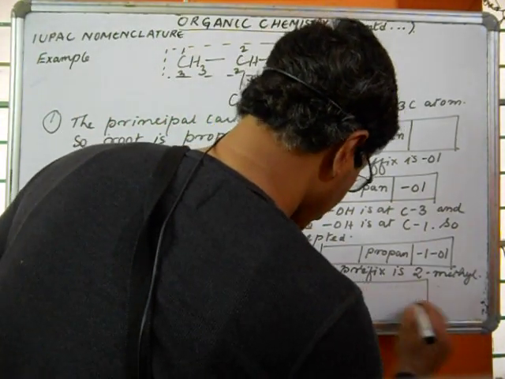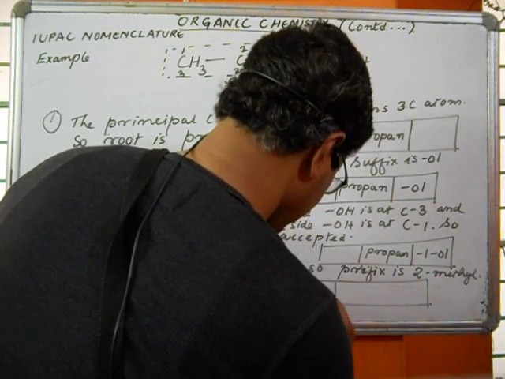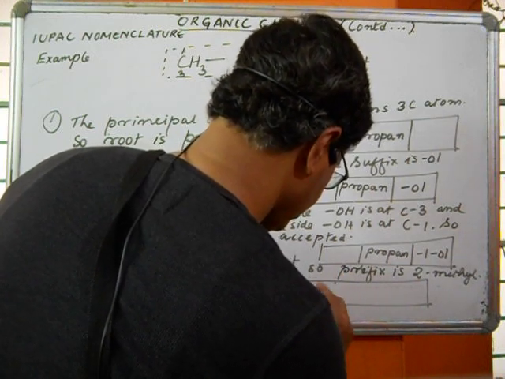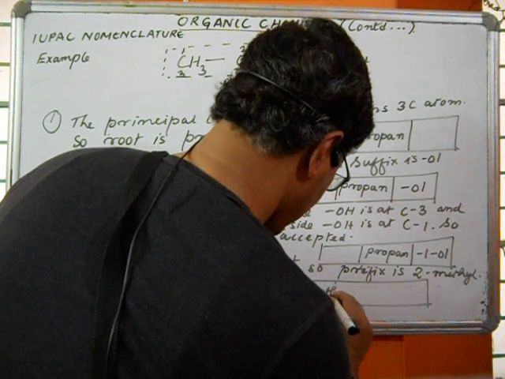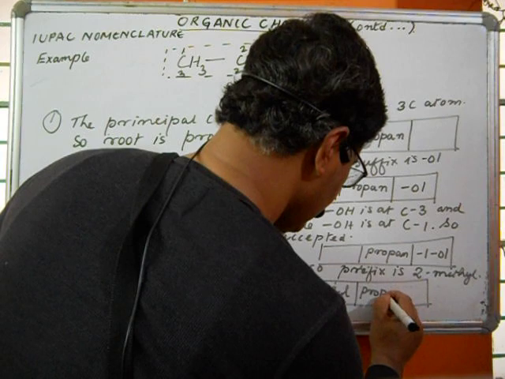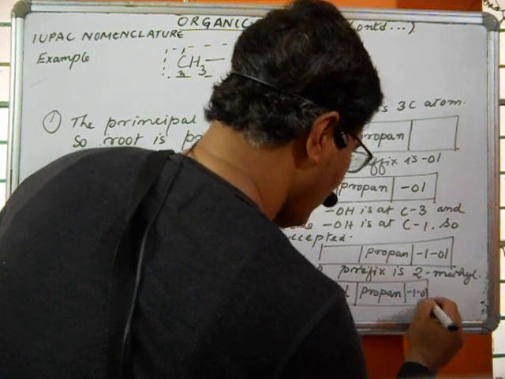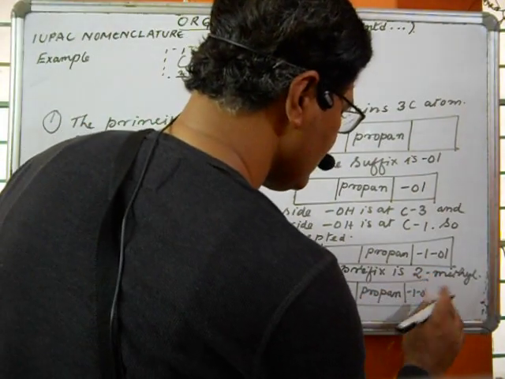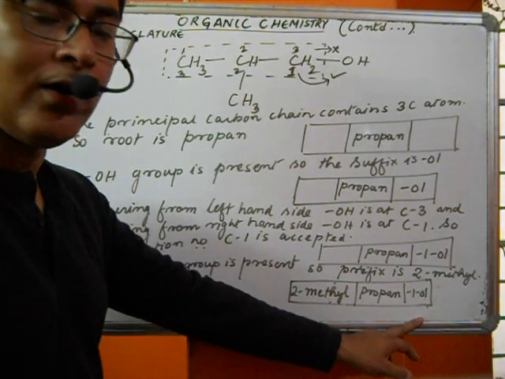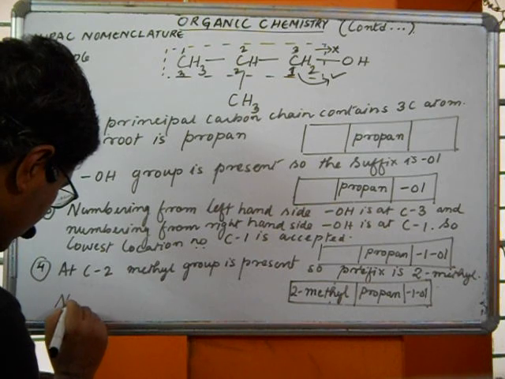The name of the compound will be 2-methyl propane 1-ol. Right? So the name of the compound is 2-methyl propane 1-ol. In the number 2 position the methyl is there. Name of compound.